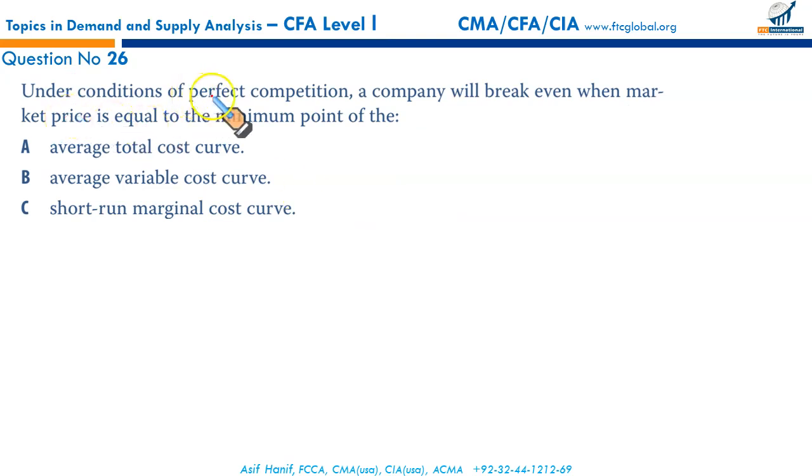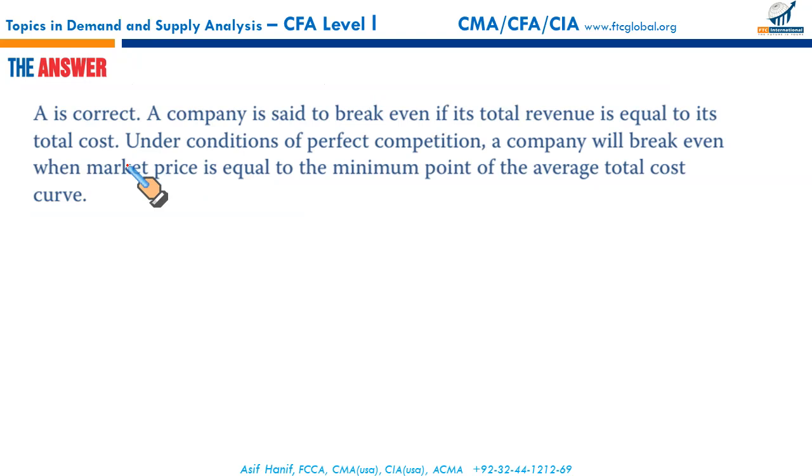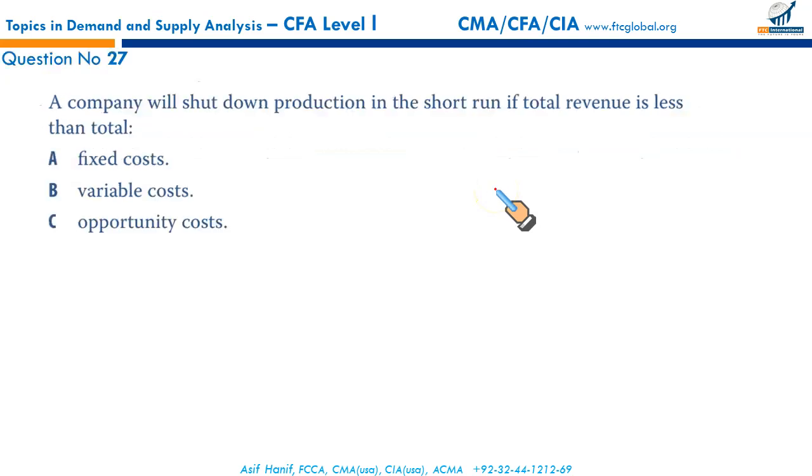Under conditions of perfect competition, a company will break even when market price is equal to the minimum point of, that's what we just discussed a little while ago, average total cost curve, A. Right? A company is said to break even if its total revenue is equal to its total cost. So under conditions of perfect competition, a company will break even when the market price is equal to the minimum point of the average total cost curve. Next.